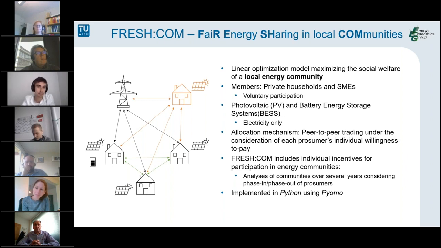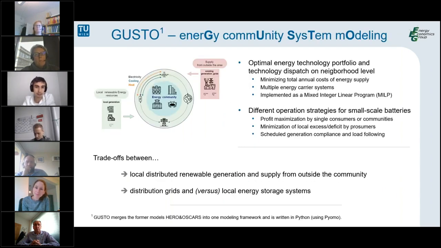So this is about FreshCom, and the second model is Gusto, which is an open source tool for the optimal energy technology portfolio and technology dispatch on neighborhood level, which minimizes the total annual costs of energy supply in multiple energy carrier systems. Furthermore, different operation strategies are also possible for small-scale batteries, for example, inside of the neighborhood or inside of the buildings, which means, for instance, profit maximization, but also the minimization of local excess or deficit by the prosumers.